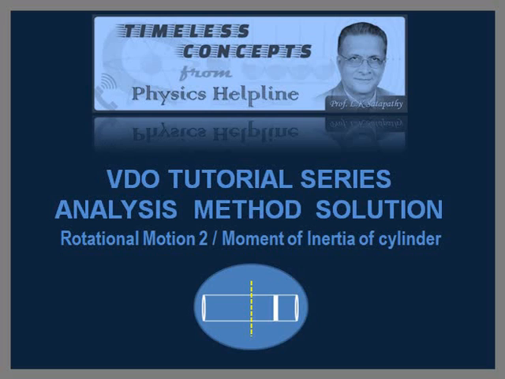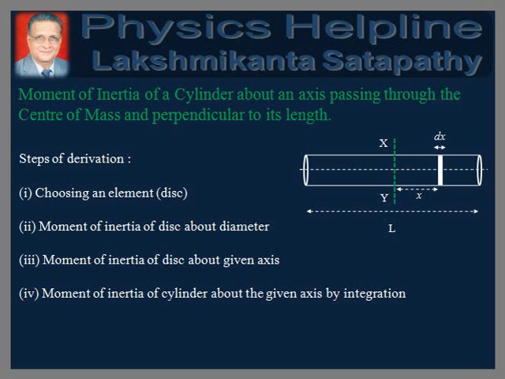In this video tutorial, we will derive an expression for the moment of inertia of a solid cylinder about an axis passing through its center of mass and perpendicular to its length. Consider a cylinder of mass m, length L, and radius of cross-section r, as shown in the figure. The different steps of the derivation are as follows.